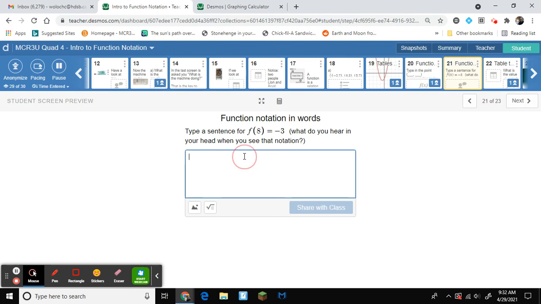All right. Type a sentence for f of 8 equals -3. So here we can say when the input is 8, the output is -3. Okay. Or you could say when the x value is 8, the y value is -3. Or you could write when the x value is 8, f of x is -3. Okay, because f of x and y are now the same thing.